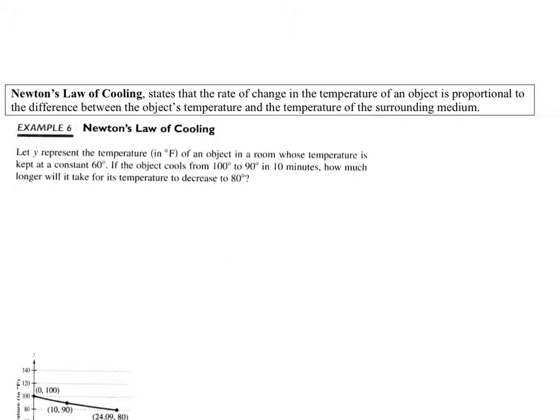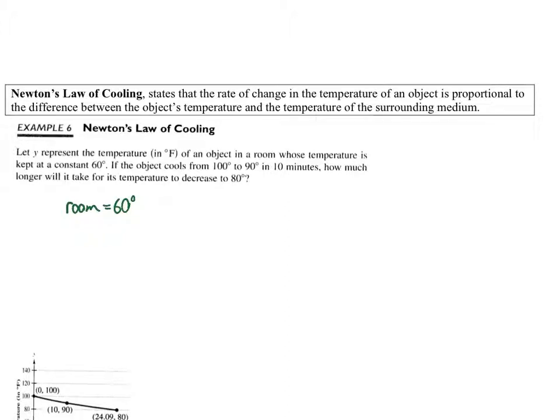But anyways, it says here, y is the temperature in degrees Fahrenheit of an object in a room whose temperature is kept at a constant 60 degrees. So the room is 60 degrees. If an object cools from 100 to 90 degrees in 10 minutes, how much longer will it take for its temperature to decrease to 80 degrees? Okay, so let's look at Newton's law of cooling.